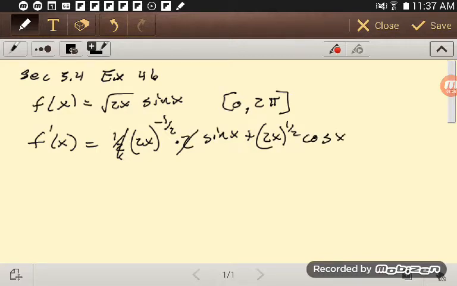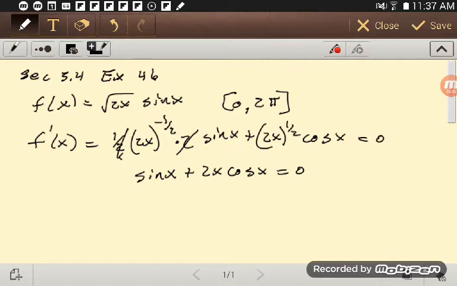Now here's where it gets really nasty. If I set that equal to 0, I can multiply everything through by the square root of 2x, which is on the bottom, and what happens is you get sine x plus 2x cosine x equals 0. And that starts getting kind of hard.